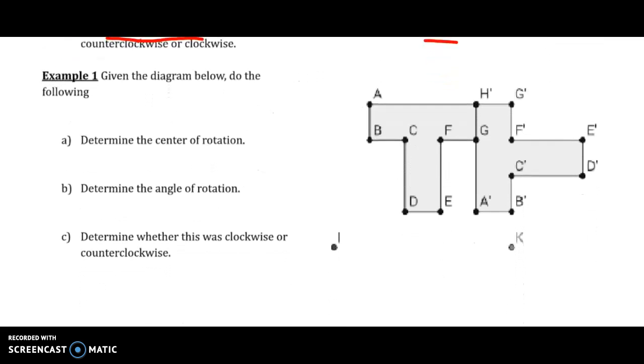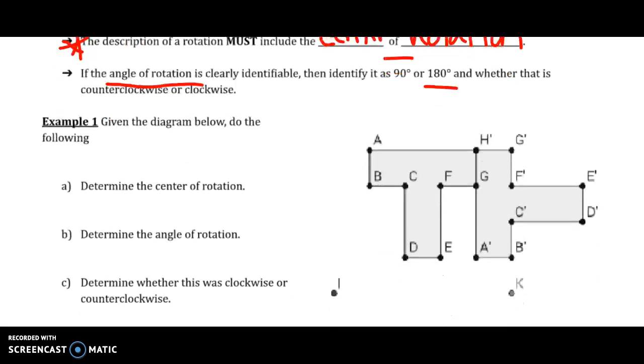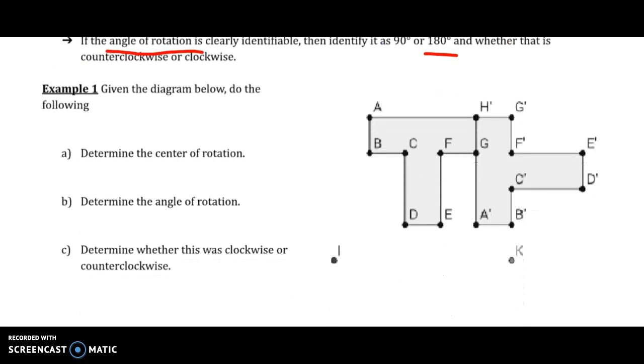Okay. So let's take a look at an example. All right, so again, we're just describing the rotation. So given the diagram below, do the following. Determine the center of rotation.